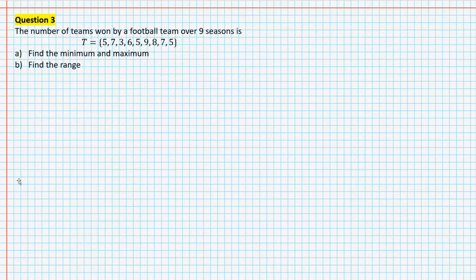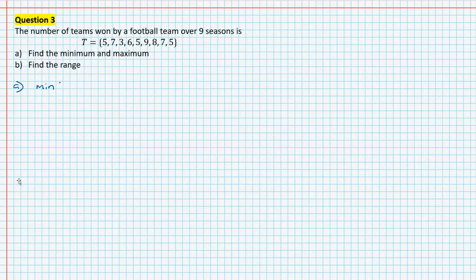Okay, now looking at a question for that, we'll go back to question 1. So the number of teams won by a football team over 9 seasons, and we've got T equals 5, 7, 3, 6, 5, 9, 8, 7, 5. So first step is we need to find the minimum and the maximum data points.